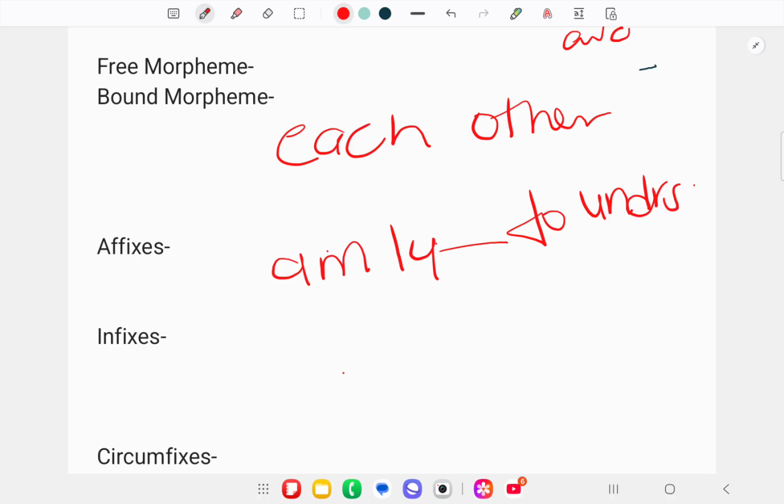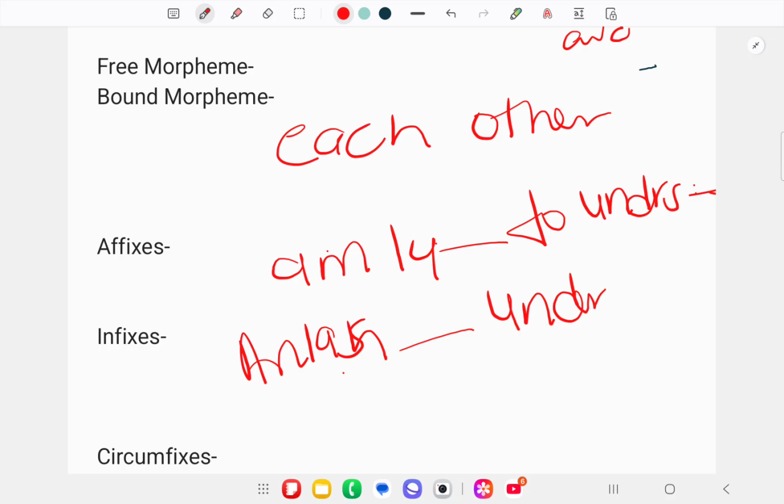Anla means to understand. When we attach the suffix, we take anla in the sense to understand each other. If we say anla, anla means to understand, but they attach the suffix sh, which means to understand each other.